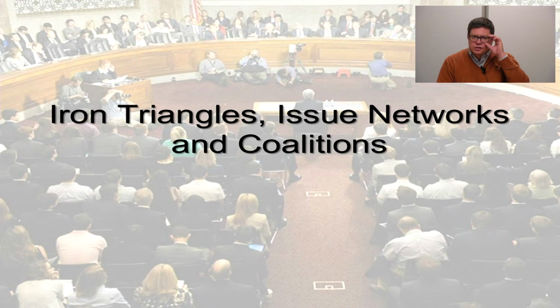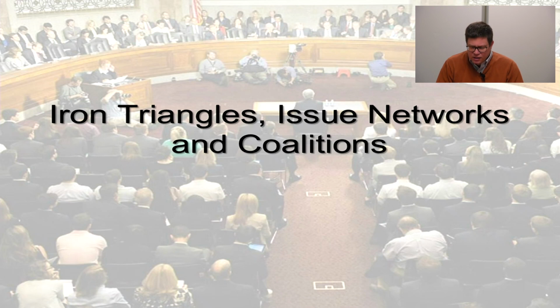Iron triangles, issue networks, and coalitions. This is basically the way we study these various networks of interest groups and how they form and work with government. It's very important for us to understand this because we're obviously in the context of a large group of organizations that are pressuring members of Congress or your state legislature to pass something. As advocates, we have to know how to work with other people and understand the mentality of other organizations that might be opposing us or might also work with us. And we have to understand how these networks work.